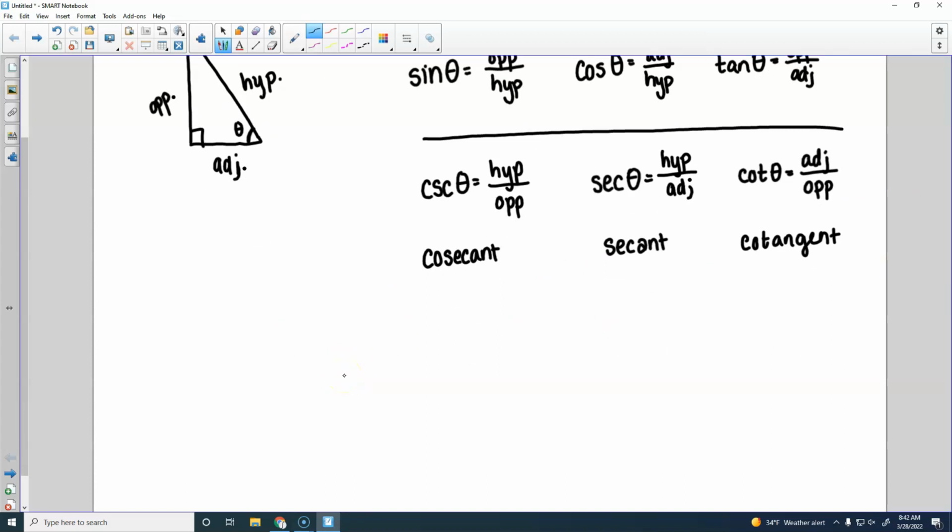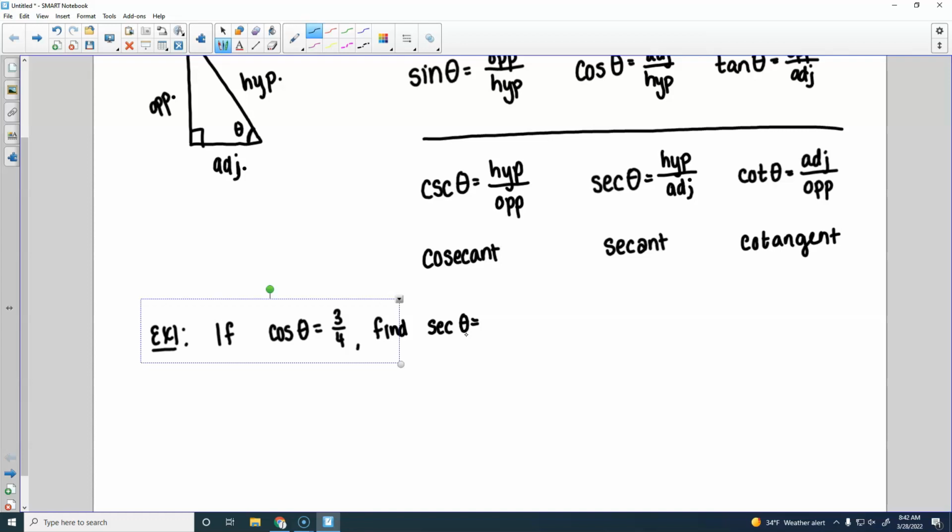But what we're going to see today is things like this example here. If cosine of theta equals 3 over 4, find secant of theta.